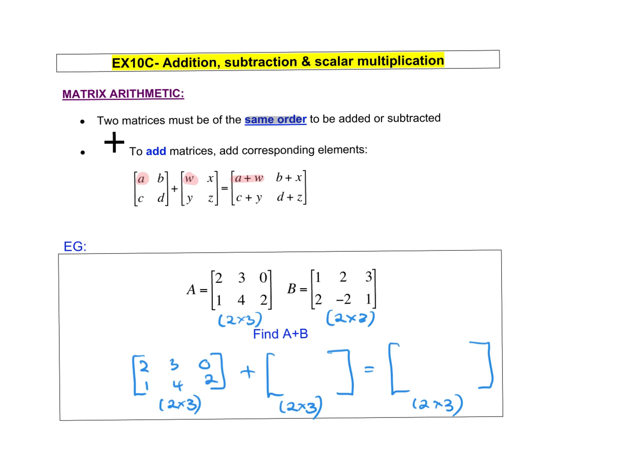Because A has a 2 in its first spot, this 2 will get added with that 1, and then it'll become 3. And then we've got this 3 with this 2, so it becomes 5, 3, 3, 2, and 3. Okay, so you're just adding the same spots. Be careful with the negatives. Make sure if you're adding a negative, you're actually taking it away.